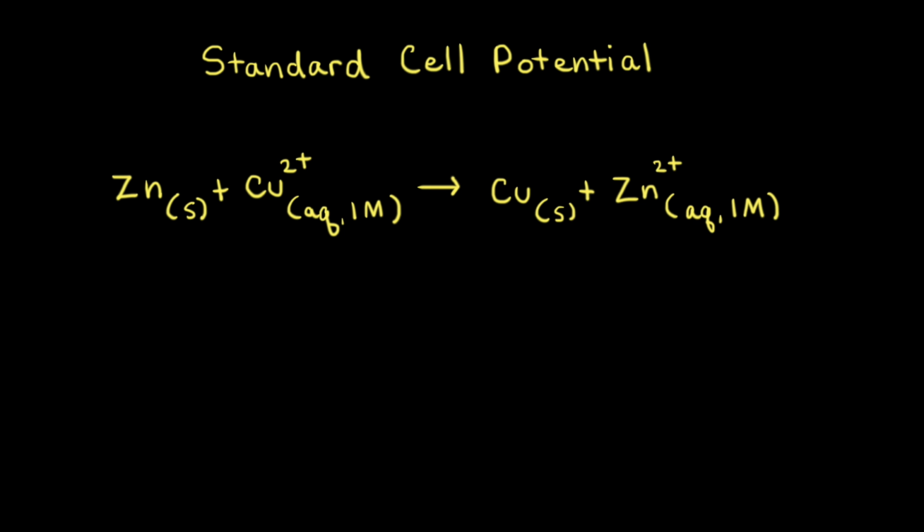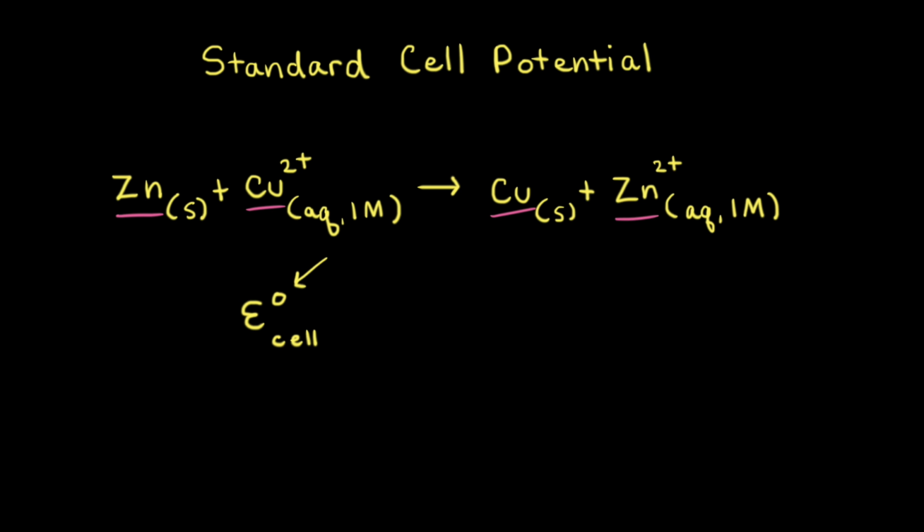Standard cell potential, which is also called standard cell voltage, refers to the voltage of an electrochemical cell when reactants and products are in their standard states at a particular temperature. For a zinc-copper galvanic cell, solid zinc reacts with copper 2 plus ions to form solid copper and zinc 2 plus ions. Standard cell potential is symbolized by E naught of the cell, where the superscript naught refers to the fact that reactants and products are in their standard states.